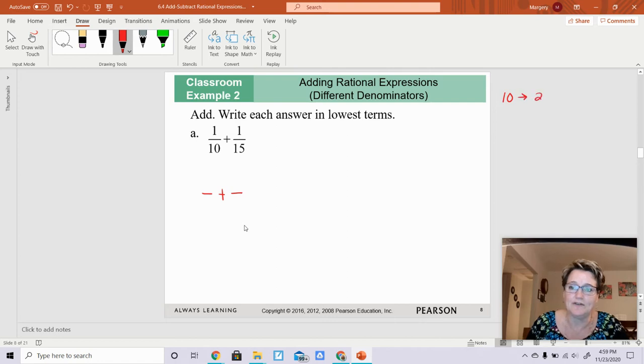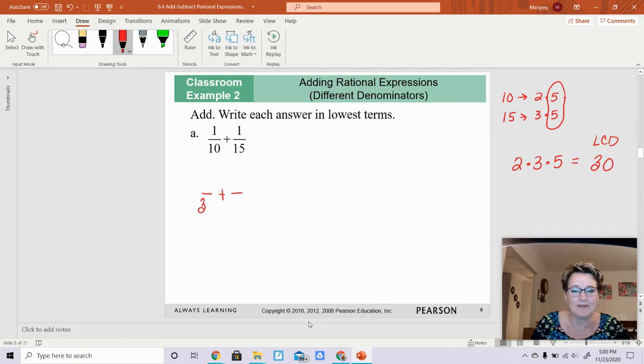So if you want to, this is what you would do. I know that the two factors that give me 10 are 2 times 5. I know that the two factors that give me 15 are 3 times 5. What I like to do is, because they both have a 5, I'm going to circle them. So in reality, I have 2 times 3 times 5. And that's going to give me my least common denominator, which is 30. All right? So I'm going to make both of these 30.